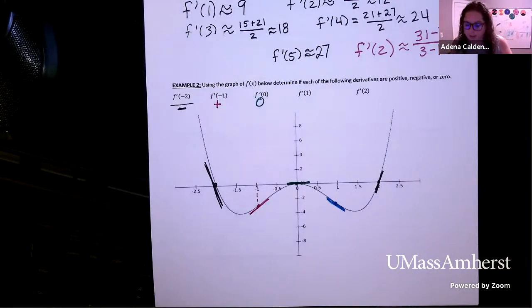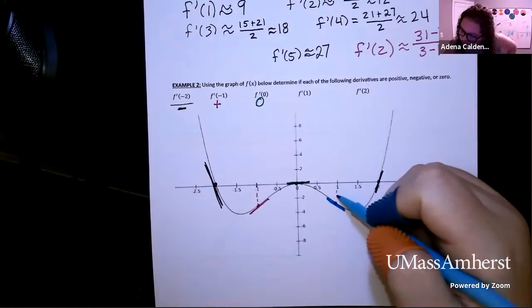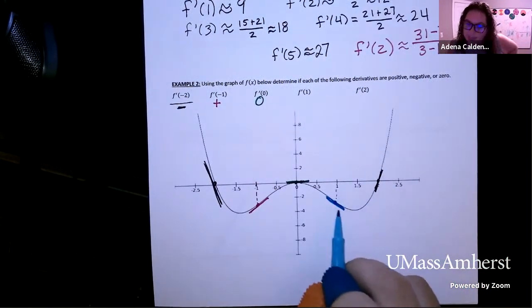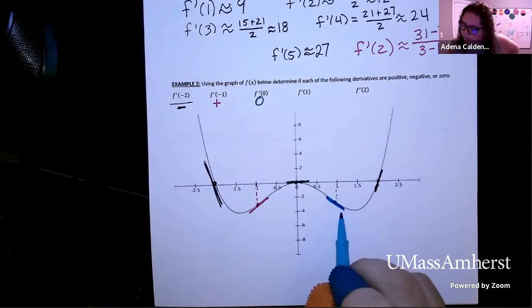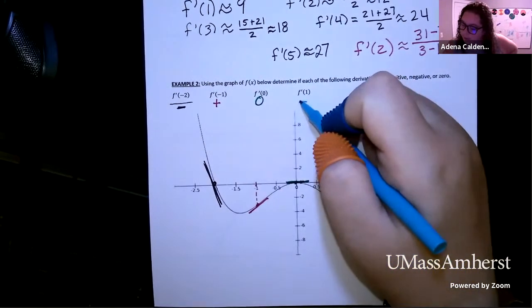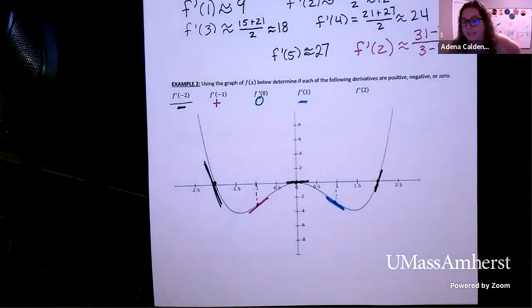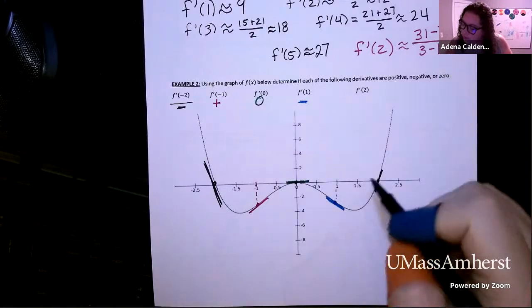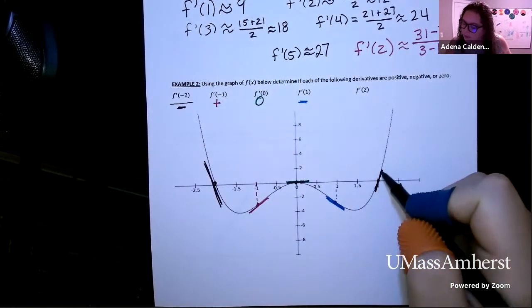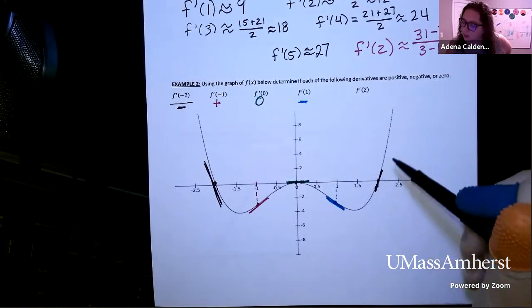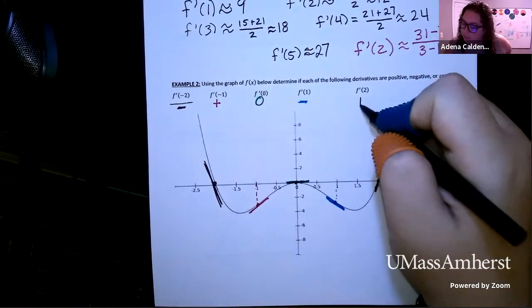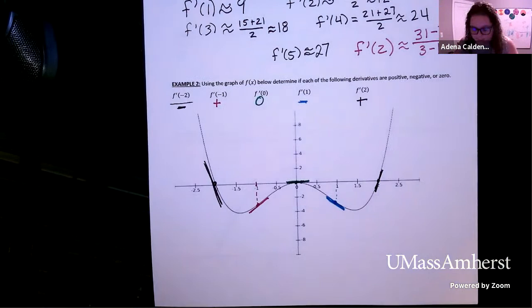Then at +1, the tangent line looks approximately like this. So it's downward sloping from left to right. So if it's downward sloping, that tells me the derivative is negative because the slope here should be negative. And then finally at 2, I'm right about here. My tangent line looks like this. I can see that that's going up from left to right. So the slope of that tangent line is positive.